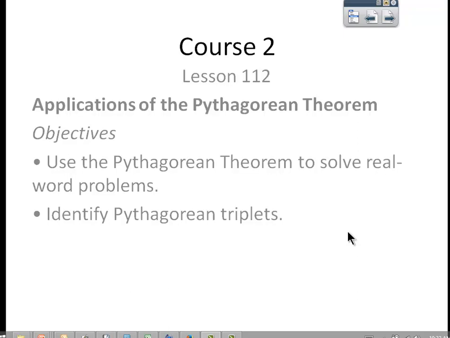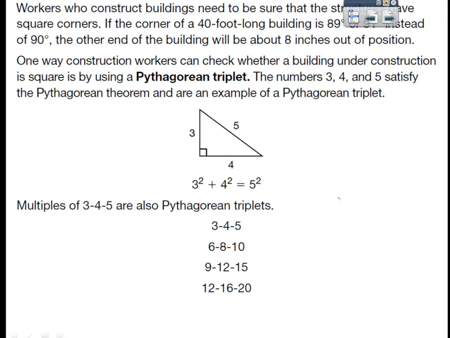We're going to use the Pythagorean theorem to solve real-world problems, show you why we learn it, and identify Pythagorean triplets. Alright, we have no new vocabulary, so let's dig right in.